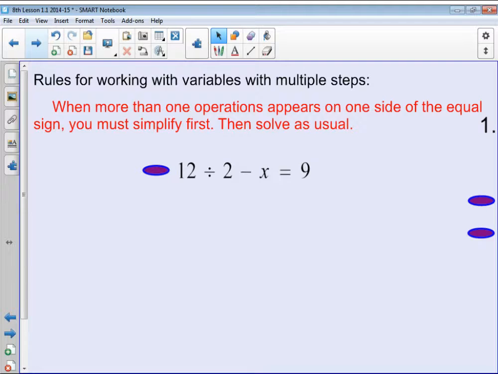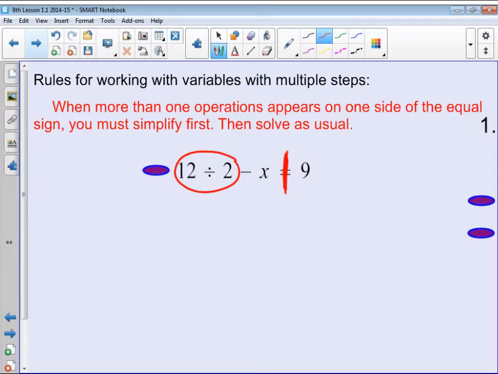Okay, so I've got 12 divided by 2 minus X equals 9. So simplify. Here's my equal sign. I want to get down to an equation with a variable and a number on one side. So I'm going to simplify the number parts, and I'm just going to leave this minus X for right now, and my equals 9. That's going to stay the same. So now that part that I just circled, I can simplify. 12 divided by 2, well, I can do that in my head. It's 6. So now it becomes 6 minus X equals 9. I'm down to that one-step equation.